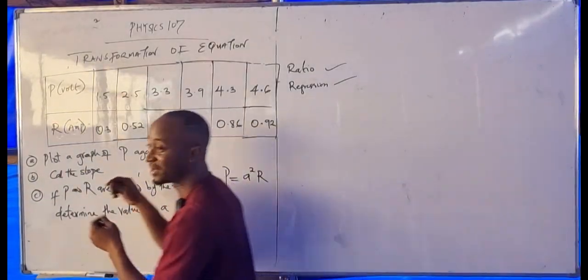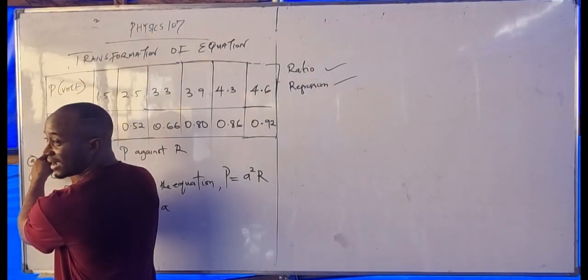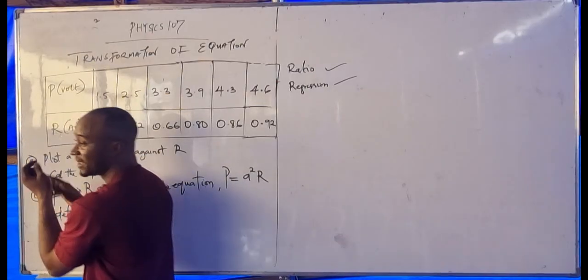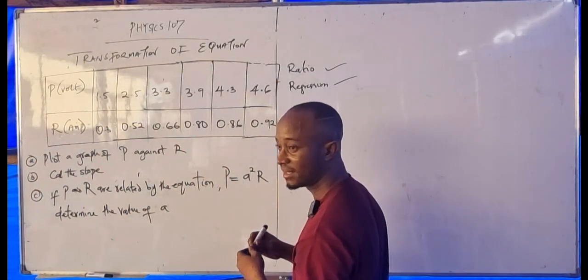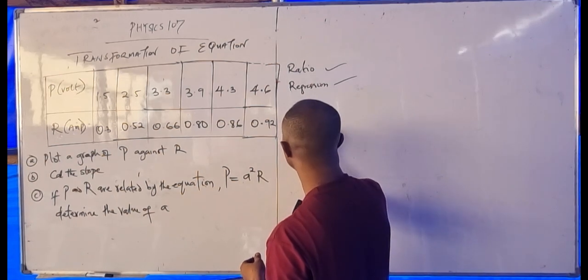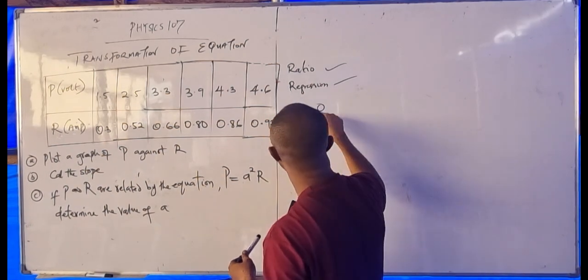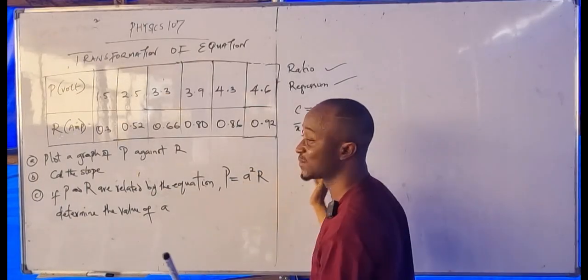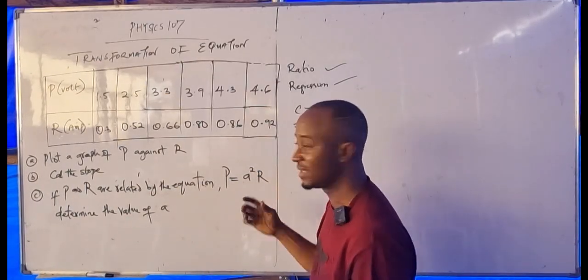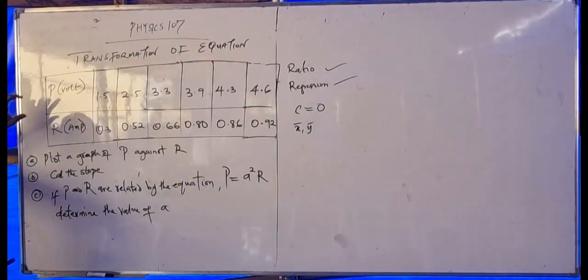So my C should be what? 0. Are you getting it now? Since we are given this, that means my C is 0. Exactly. So I can easily find my S bar and Y bar, and connect my 0 point with this. So the only thing you need to get is your S bar and Y bar. So a graph of P against R.